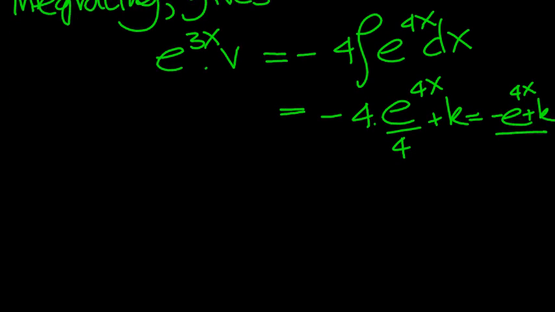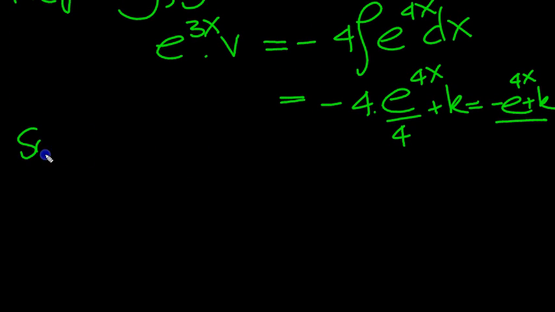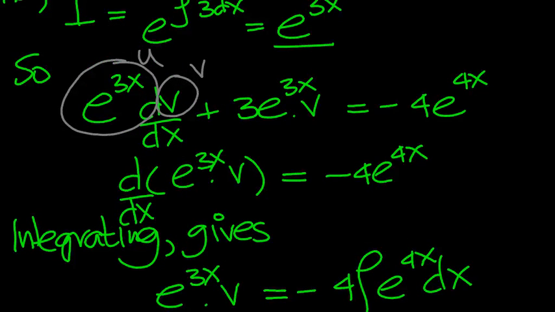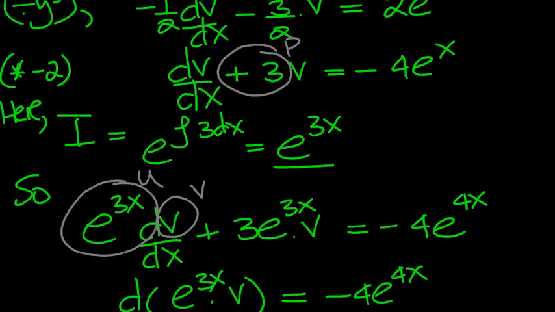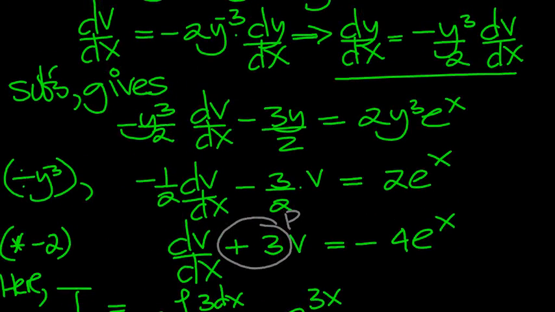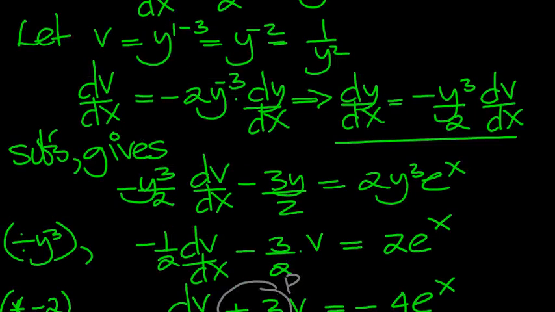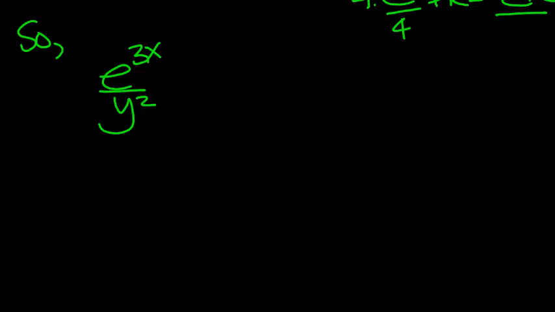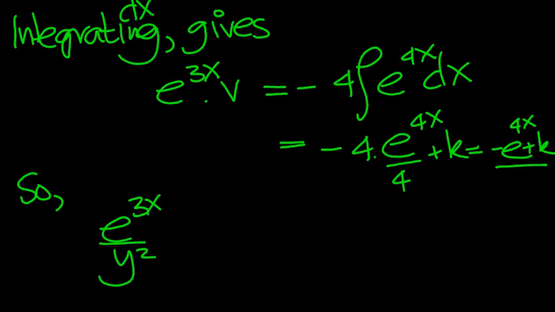So what have we got then? Last part of the problem. So e to the 3x times v, and v was 1 over y squared, wasn't it, at the outset of the problem? Let's just go back and check that to make sure we're happy with that. Go up to the top here, and we should be able to find out what v is. There it is. v equals 1 over y squared. So I'll put it back in down here. So this is where we are.